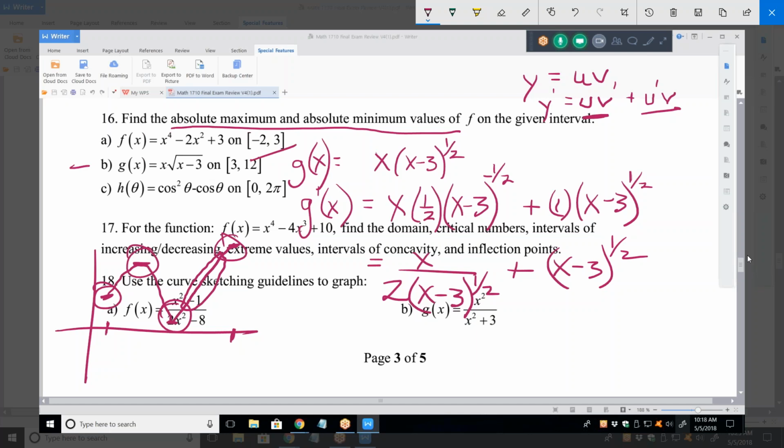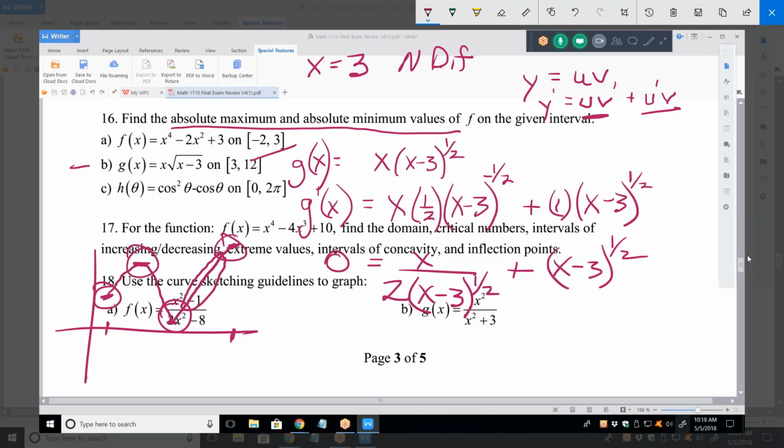So let's do the easy part first. Where is it not defined? Where is it not differentiable? At 3. Correct. So x equals 3 is one of our possible points. It's not differentiable there. Now, is there any place where it's equal to 0?